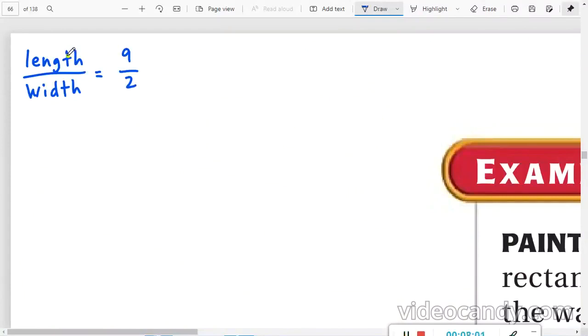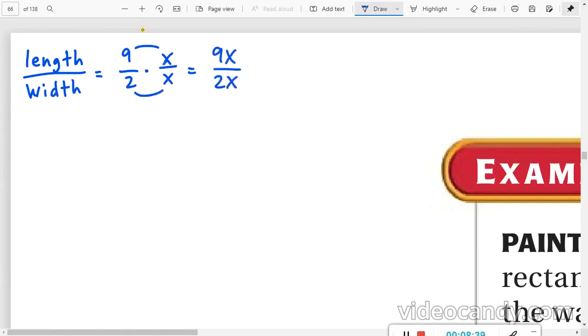So it was given that the ratio of the length to the width was 9:2. You can adjust any ratio by multiplying the top and bottom by x. So I'm going to multiply this fraction by x over x. It's the same thing as multiplying by 1, that's why I'm allowed to do that. So 9 times x is going to be 9x, and 2 times x is going to be 2x.